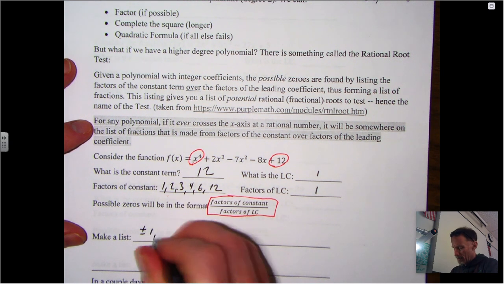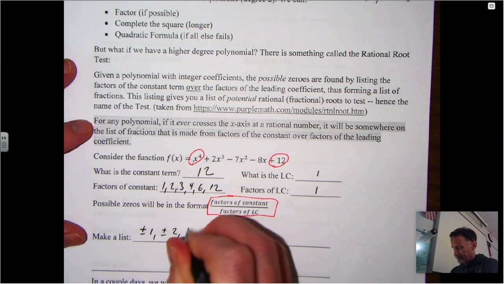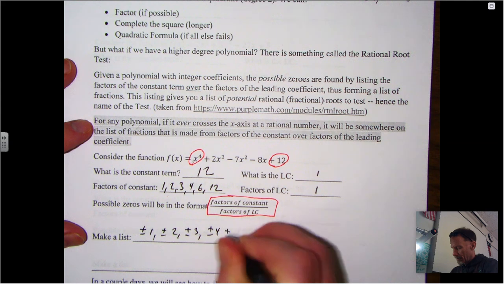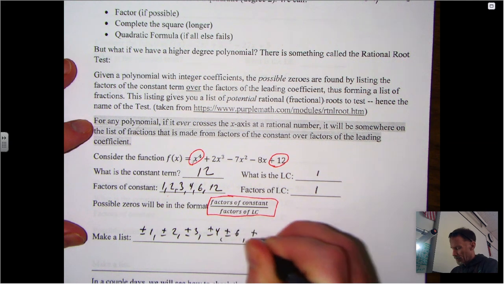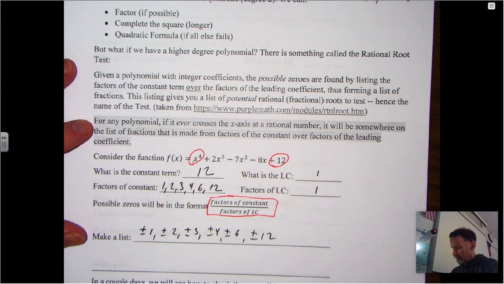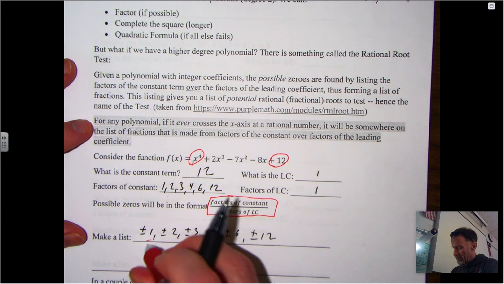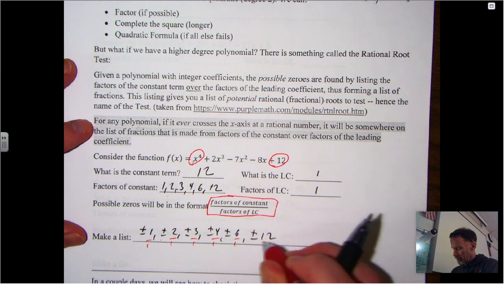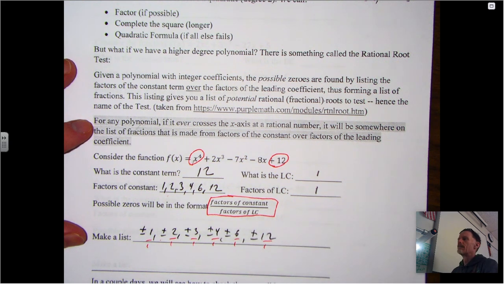So plus minus 1, plus minus 2, plus minus 3, plus minus 4, plus minus 6, and plus minus 12. Okay. And keep in mind, again, these are all technically over 1. I just didn't write it over 1 because I didn't have to. Okay. And that's really what you got to know.